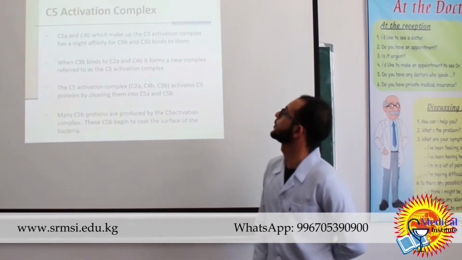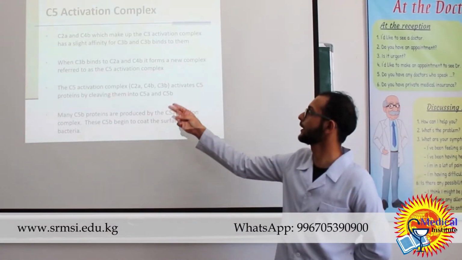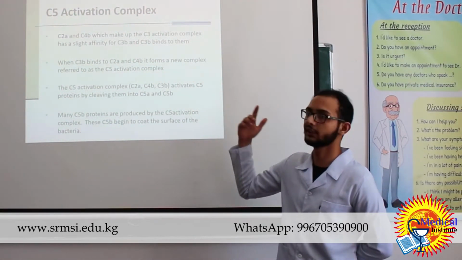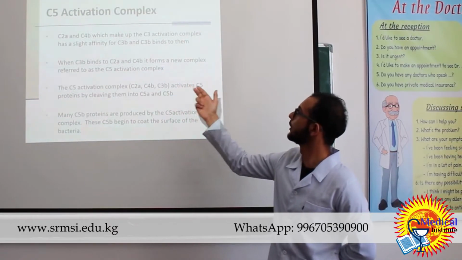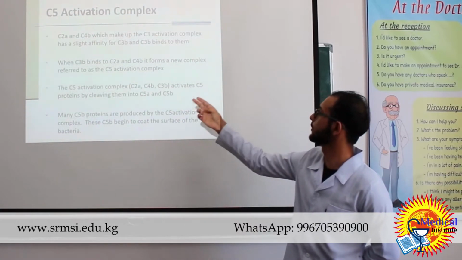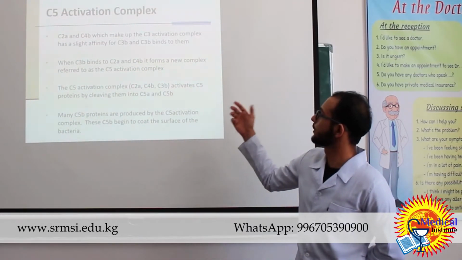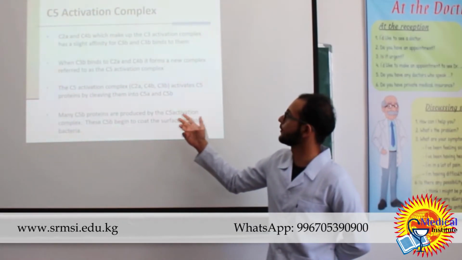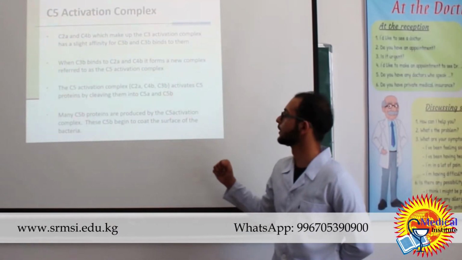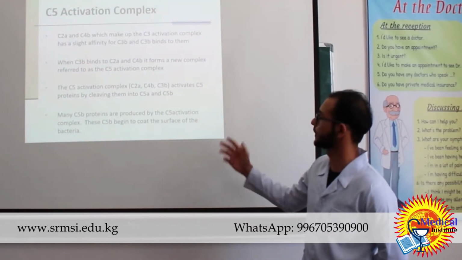Next is the C5 activation complex. It is formed by C2a and C4b, which made the C3 activation complex, and it has an affinity for binding with C3b. When C3b binds to C2a and C4b, it forms a new complex which we name the C5 activation complex. The C5 activation complex cleaves C5 into C5a and C5b. Many C5b proteins are formed which begin to coat the surface of the bacteria.